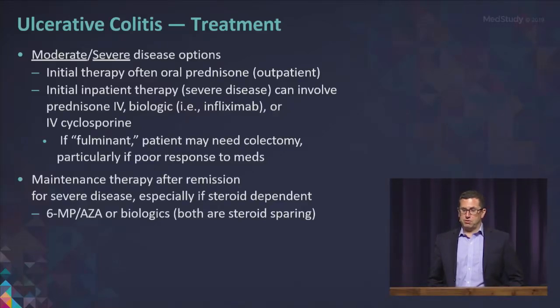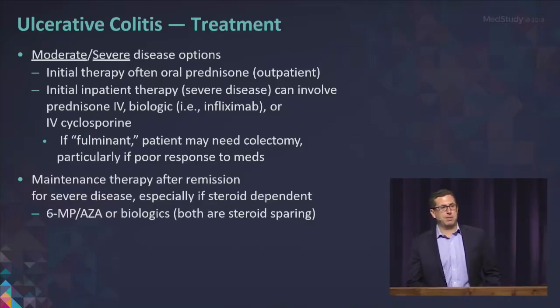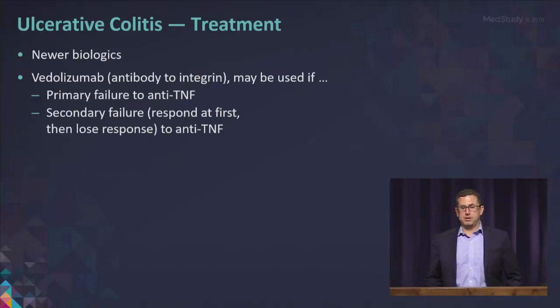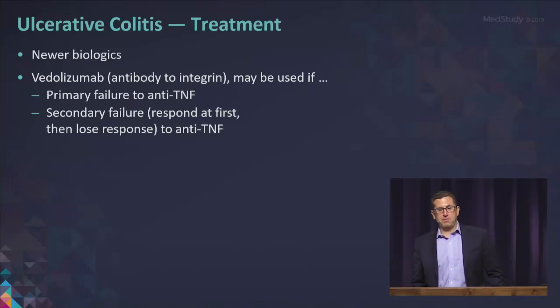Maintenance therapy after remission for severe disease generally is going to involve 6-MP, azathioprine, or biologics, both of which are steroid sparing. So this is fairly similar to Crohn's disease. There are some newer biologics available. So there's vedolizumab, which is an antibody to integrin as opposed to an anti-TNF antibody, which would be something like infliximab. This could be used if there's a primary failure to an anti-TNF like infliximab.